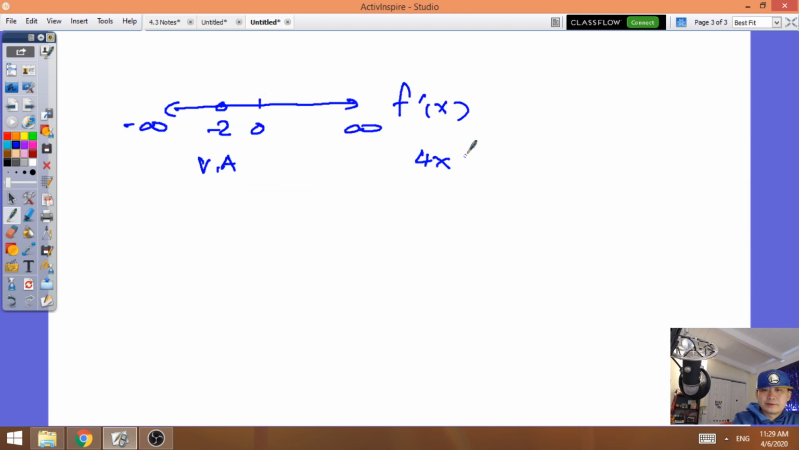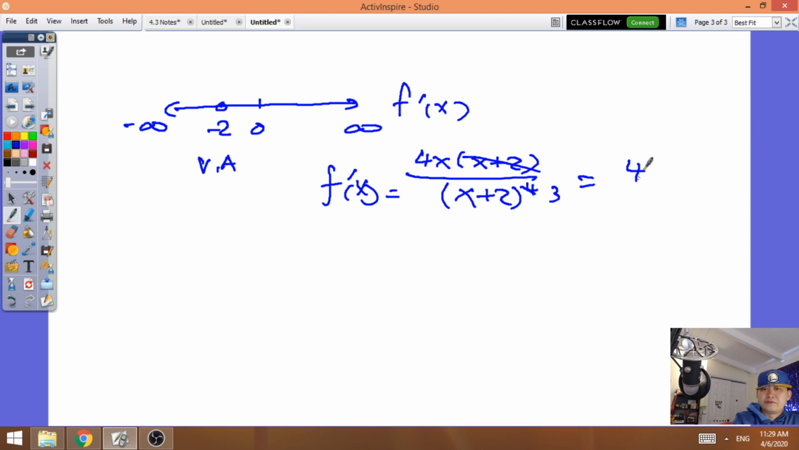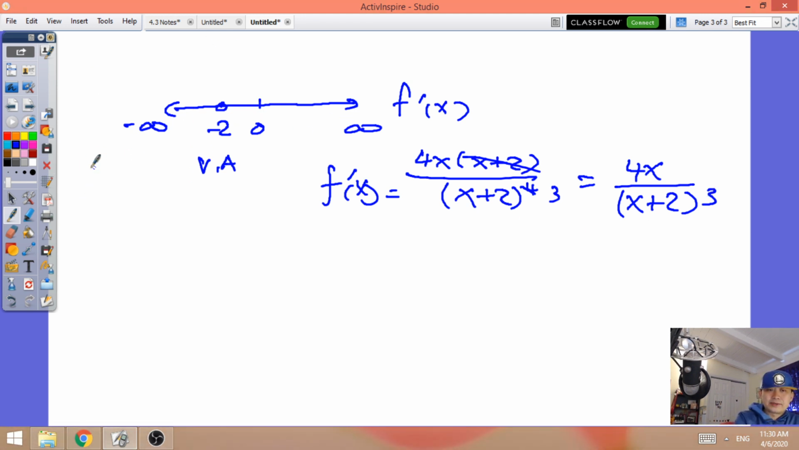So it's 4x, x plus 2 over x plus 2 quantity to the power of 4. Again, this one cancels out, reduce, so it's 3. So for f prime of x, we do have 4x over x plus 2 quantity to the power of 3. Okay, so now for the interval test, make sure that you put in 4x on top and then x plus 2 quantity to the power of 3 down the bottom because those are the factors. And then down the bottom here, it's all the result.